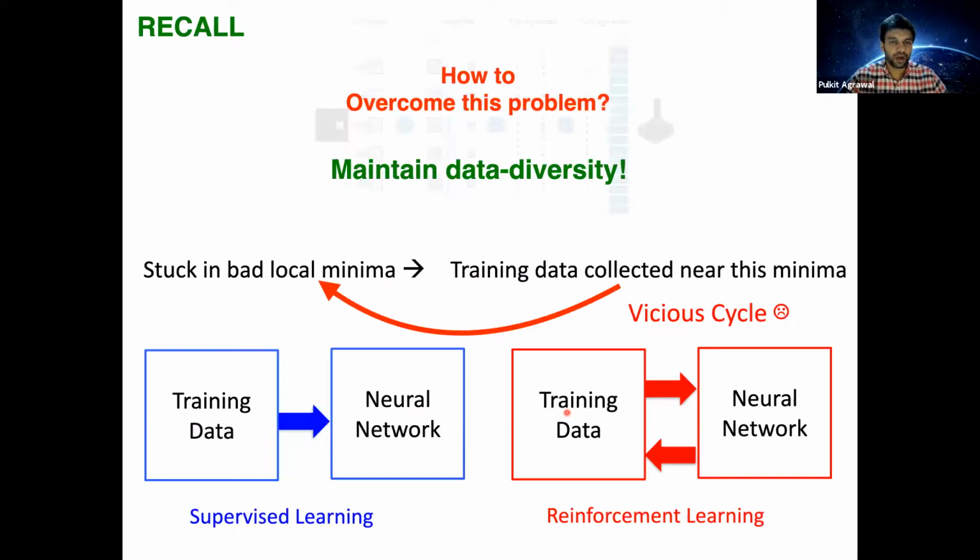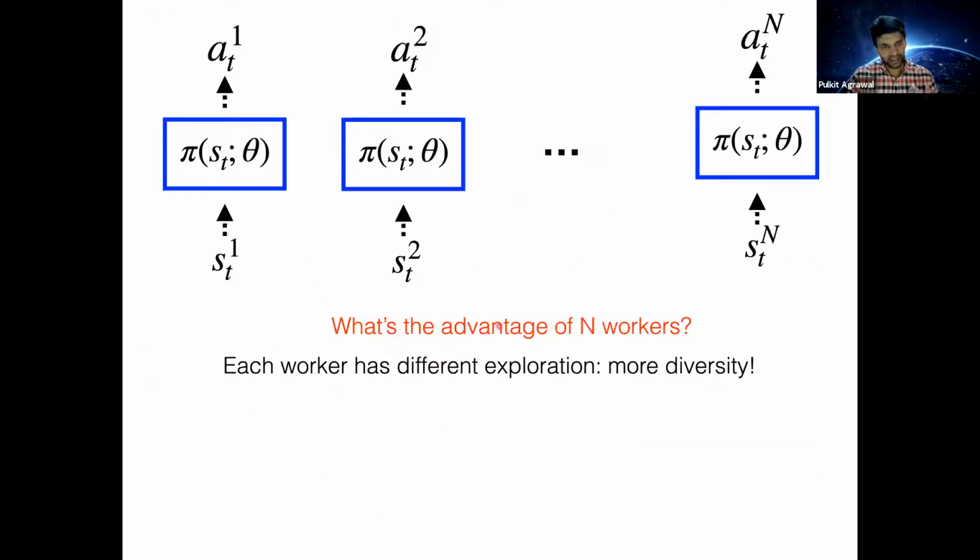Remember what we saw previously, right? We saw how in reinforcement learning, it is very easy for the agent to become stuck in a bad local minima. This is because the agent's policy is responsible for collecting the training data, and this data then updates the policy. And one thing that we saw was how we can overcome this problem by maintaining data diversity. In a similar spirit, when we have N workers which are collecting data, each worker has a different exploration, which means that overall there is much more diversity in the data. So it prevents the policy from getting trapped in bad places.